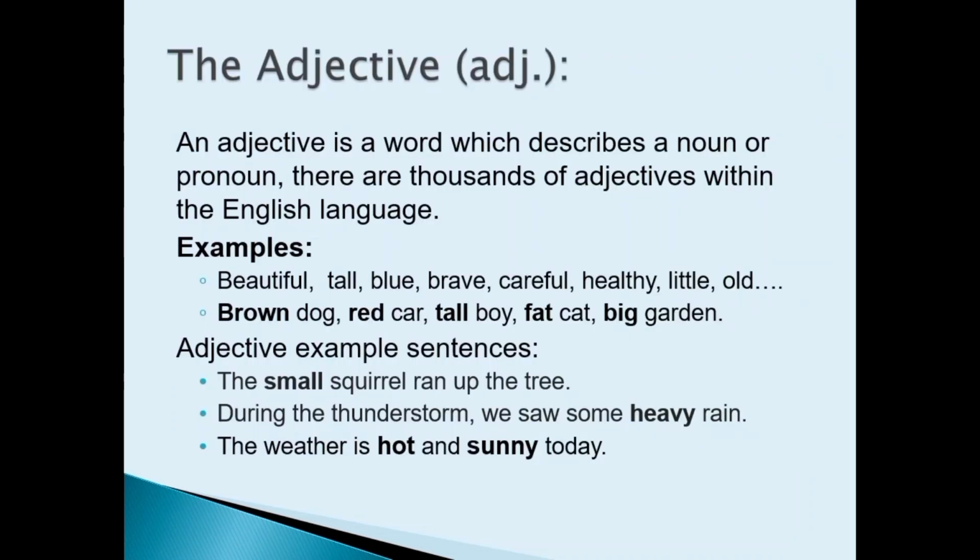An adjective is a word which describes a noun or pronoun. There are thousands of adjectives within the English language. For example, beautiful, tall, blue, brave, careful, healthy, little, old, brown dog, red car, tall boy, fat cat, big town. In a sentence, we can use adjectives as: the small squirrel ran up the tree. During the thunderstorm, we saw some heavy rain.